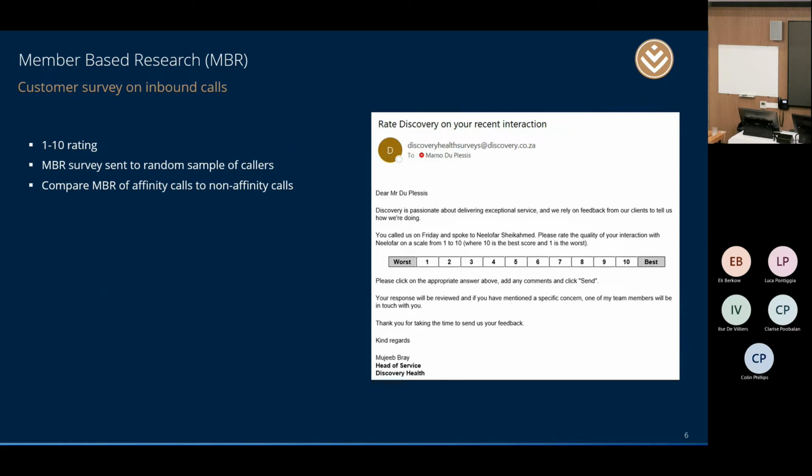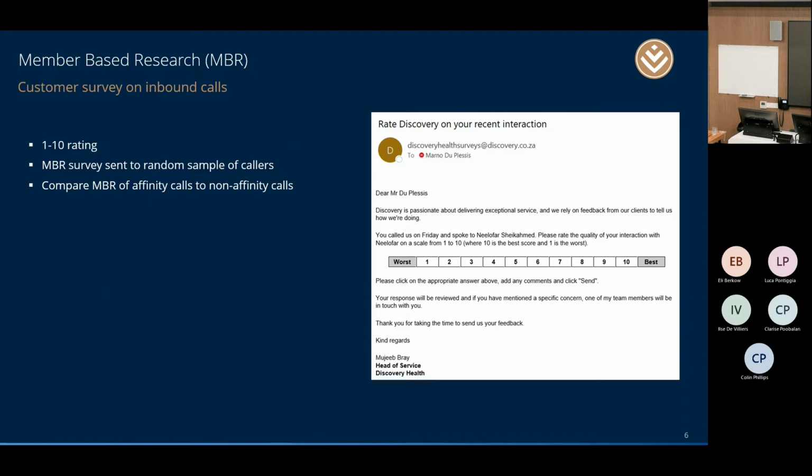To gauge the impact or efficiency of affinity matching, we compare the MBR of affinity calls to non-affinity calls. A non-affinity call would be a call where the member did not verify his or her identity, or maybe it's a new member and he or she is not yet part of the model.